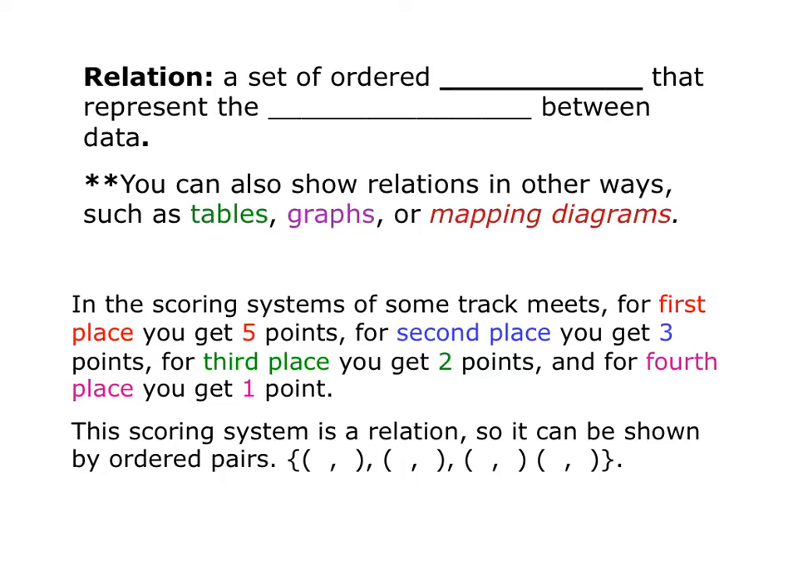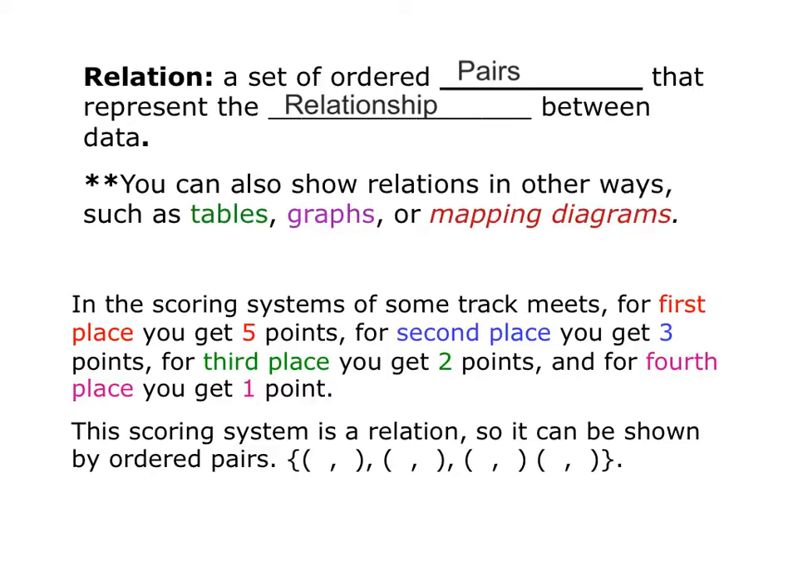So first, a relation is a set of ordered pairs that represent the relationship between data. And we can show relations using tables, graphs, mapping diagrams, or obviously as ordered pairs. So let's look at an example.